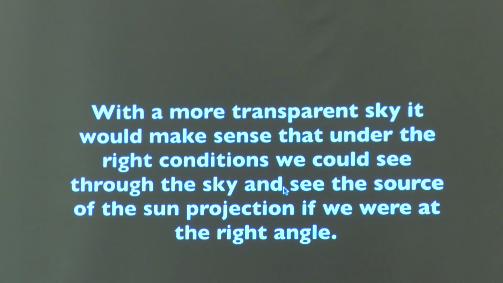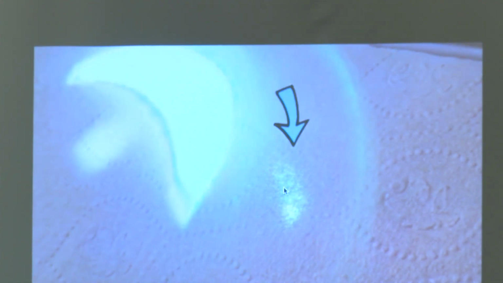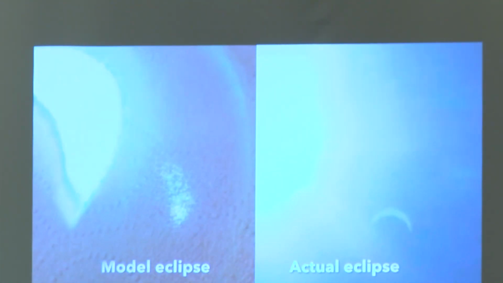I was trying to figure out what that light was, and I realized the paper towel I was using was a little too opaque. The sky really isn't that opaque. So I went with a thinner paper towel, also known as TP. And boom, there it is. So again, not proving anything, but offering up ideas, right?